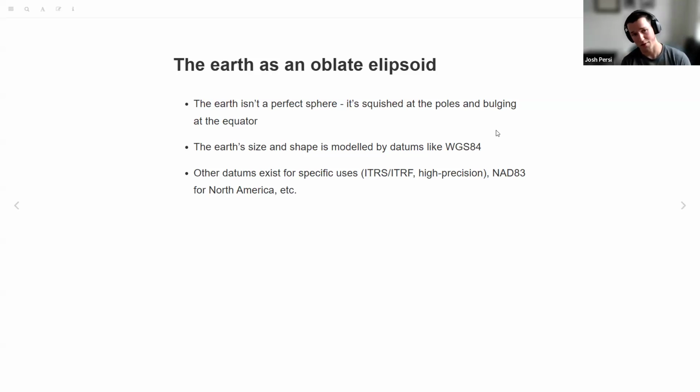But to continue on with datums, there are apparently other ones. I've seen NAD83 out in the wild, so to speak, for North America. Apparently, an ITRS datum exists for higher precision modeling, but WGS 84 is, I think, what most people will have their data in when they're trying to visualize it, at least at the start. It's what data often comes to you in.